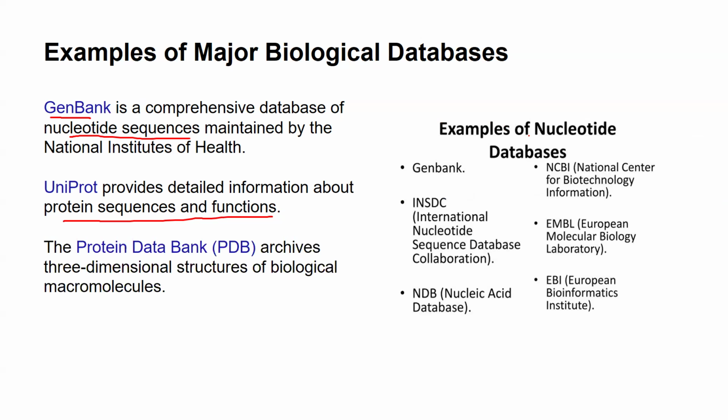And also we have other examples of nucleotide databases. We have GenBank. It's an example of a nucleotide database which can be found in NCBI. In NCBI, you can find the information related to the nucleotide in the GenBank. So GenBank is housed in the NCBI, that is the National Center for Biotechnology Information.